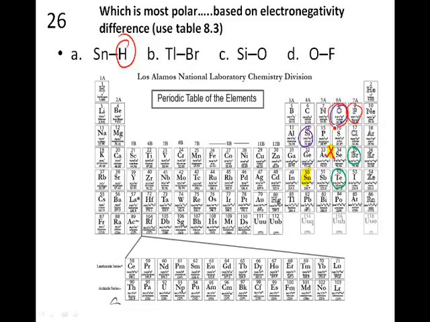So, which has the greatest electronegativity difference? Well, tin and hydrogen. Where's tin? There it is. Tin and hydrogen for A. TL and Br.